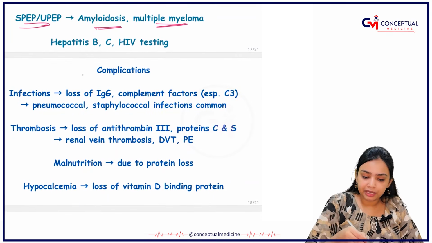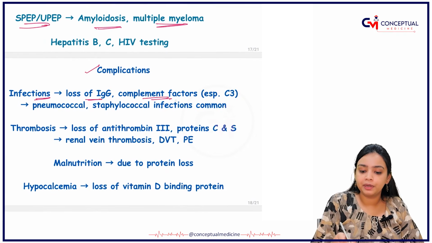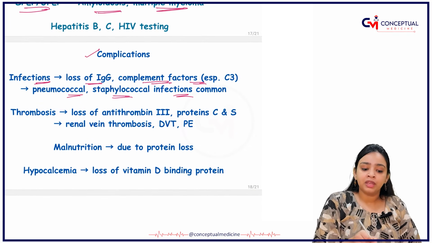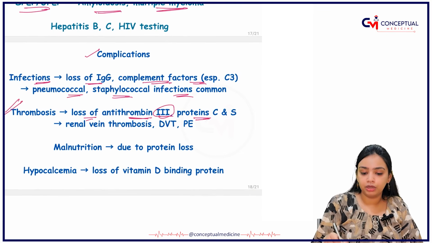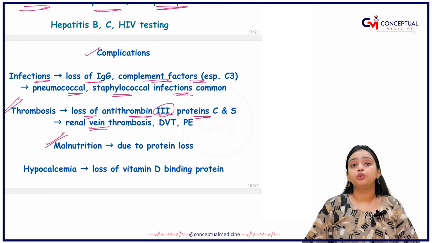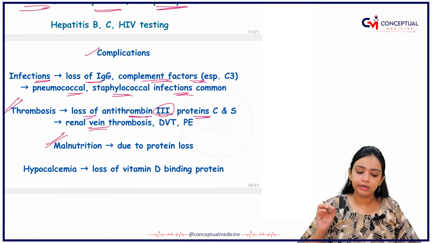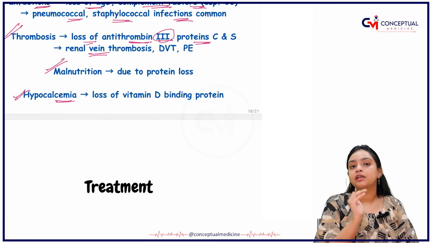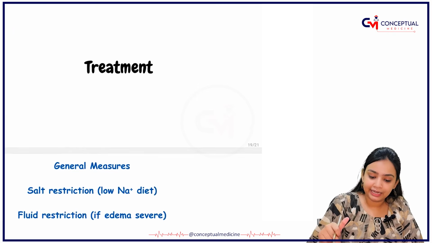What are the complications that can occur? There can be infection, right? There can be loss of IgG and complement factors that will lead to pneumococcal and staphylococcal infection. There can be thrombosis due to the loss of antithrombin 3 and proteins that will cause renal vein thrombosis. There can be malnutrition, right? Because malnutrition is very common in people who are living in the rural areas. There can be hypocalcemia, that is a decreased level of calcium. There is loss of vitamin D during the protein binding.